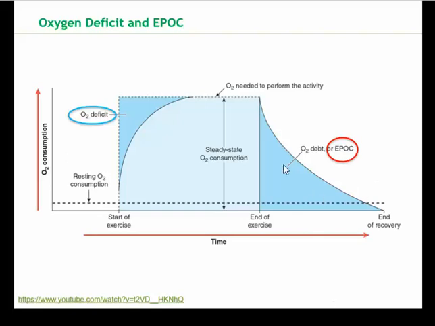So the magnitude of the oxygen deficit and the EPOC, we probably already know, is determined by intensity, not duration. The intensity of our workout has a greater influence on oxygen deficit and EPOC post-exercise. Another statement is that for both oxygen deficit and EPOC, there's greater oxygen consumed than during steady state. So more oxygen is consumed at the beginning and the end of the workout rather than in the middle, which is pretty interesting.